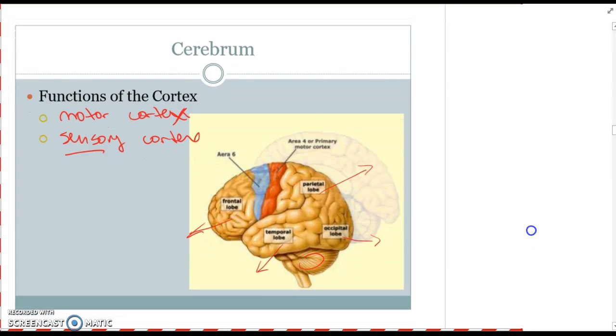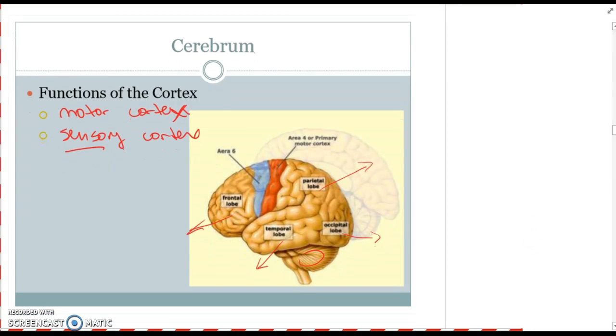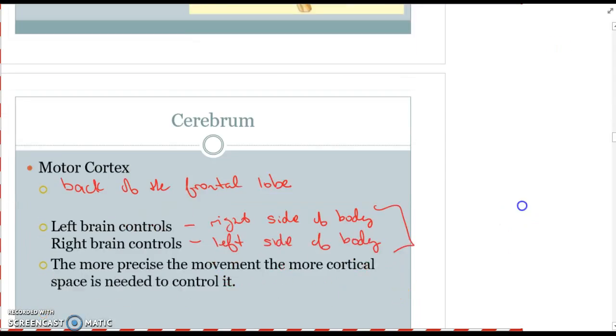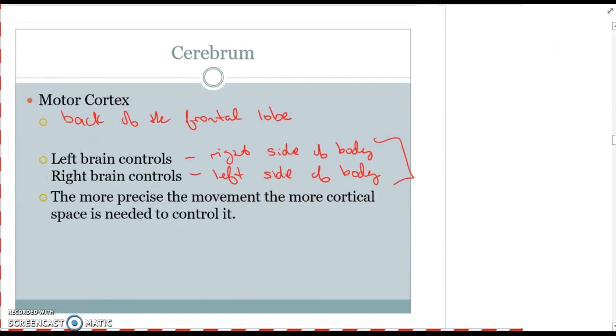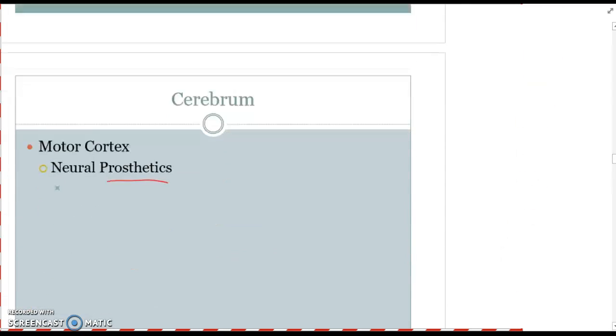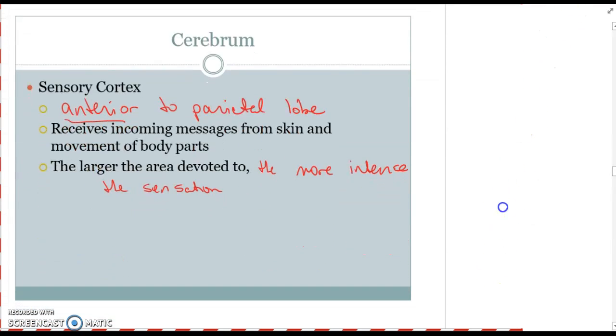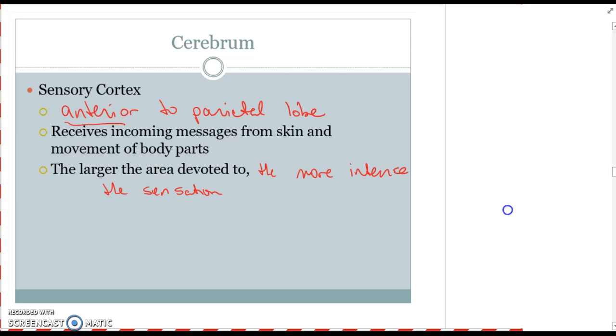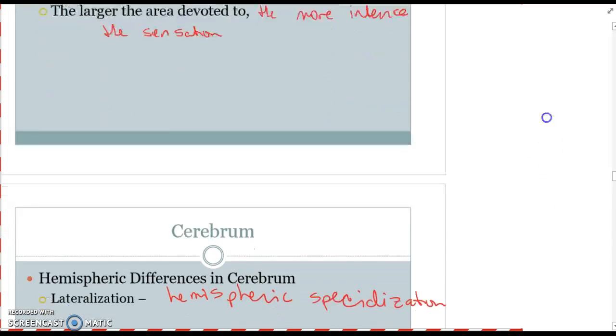Again, continuing with the cerebrum, the motor cortex, that's movement. Sensory, again, your senses, things like touch and hearing. And big picture here, who controls what? Left controls the right, right controls the left. Okay, and the sensory, again, that's what's responsible for sensing that something is happening. That receives the message, and then, again, your motor cortex will then move, or tell your body to move.